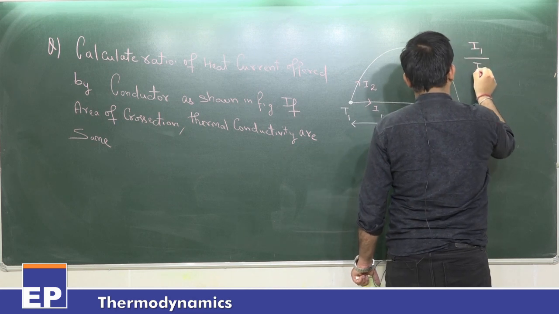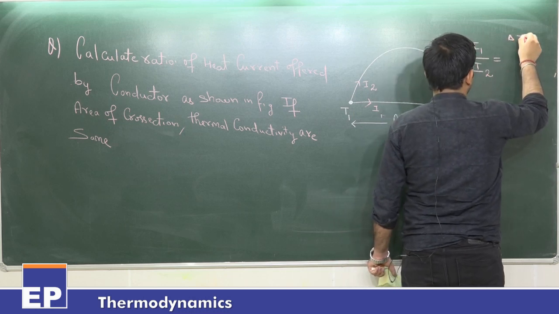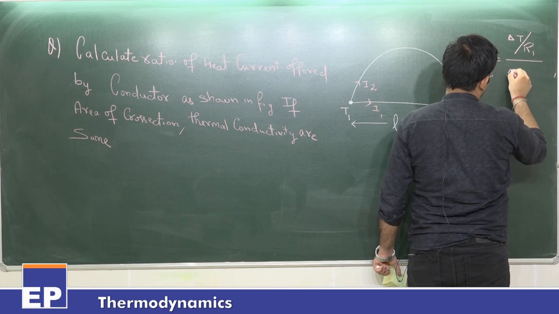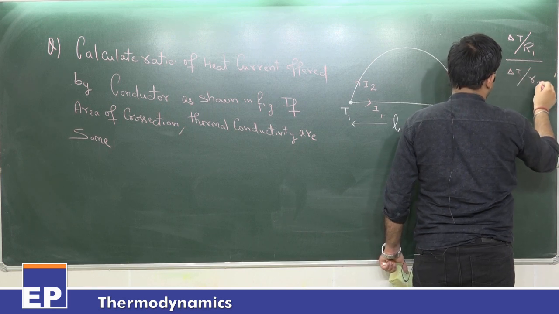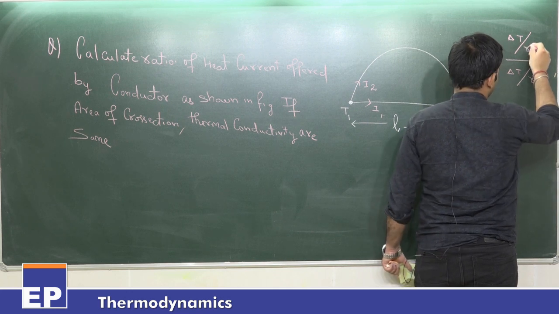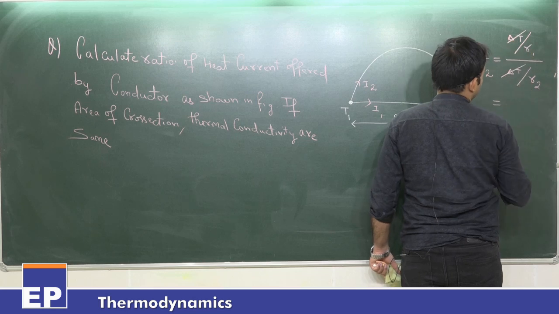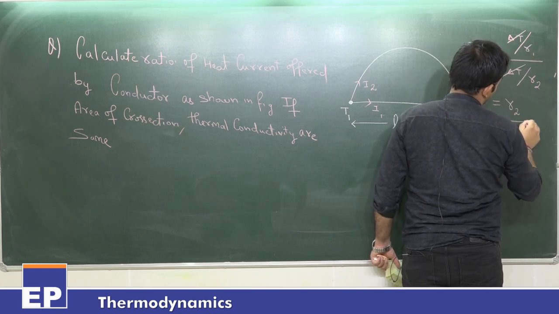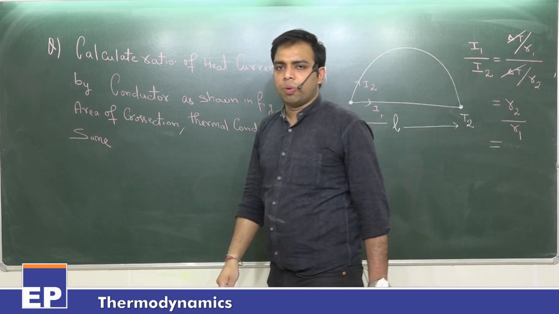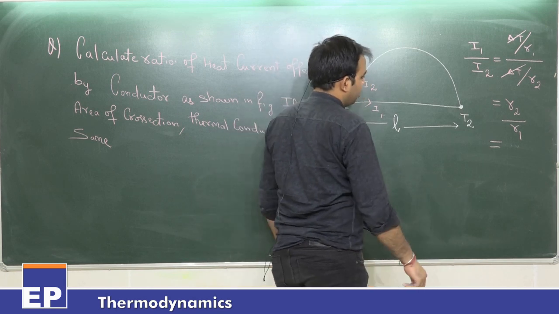I1 by I2 is equal to delta T by R1 by resistance delta T by R2. Delta T and delta T will cancel out. So it is R2 by R1. Now resistance is proportional to length. Resistance is proportional to length. The resistance of this is L.